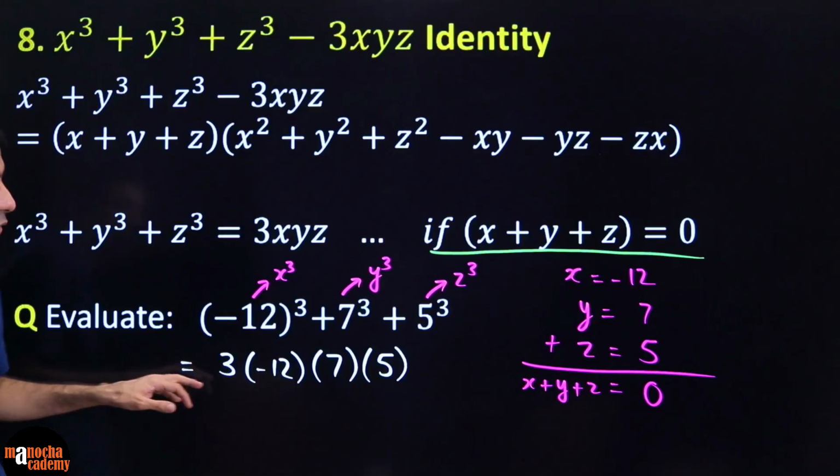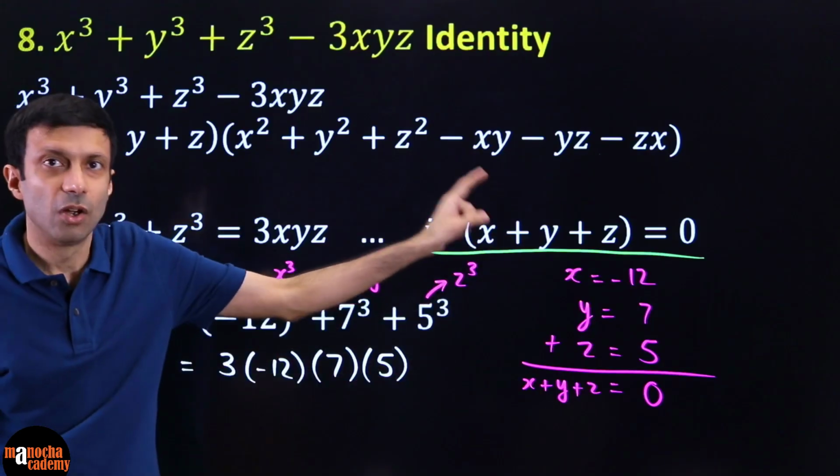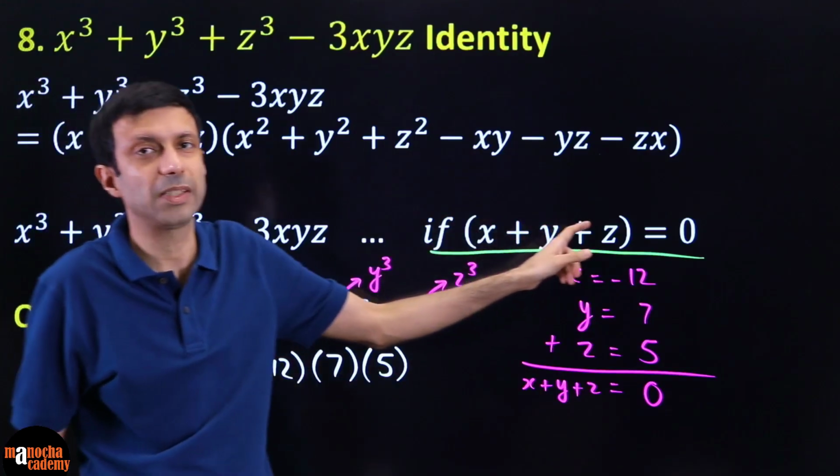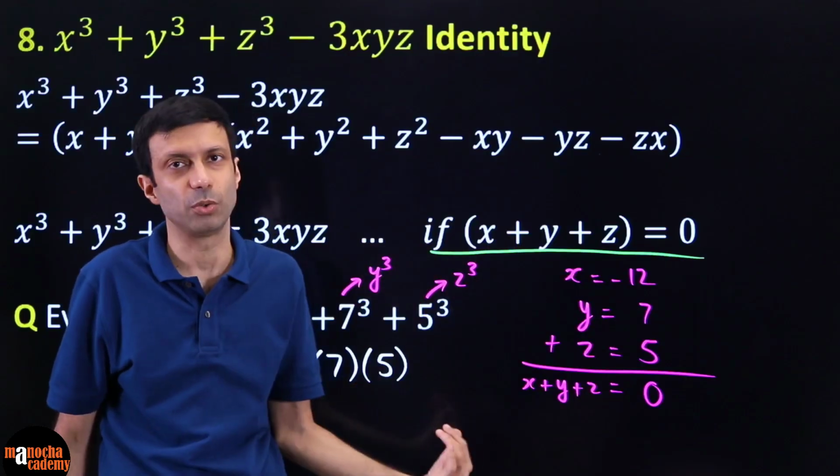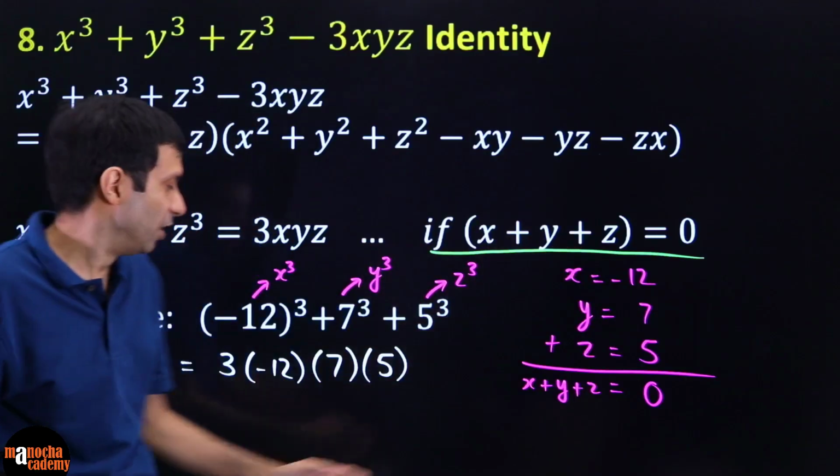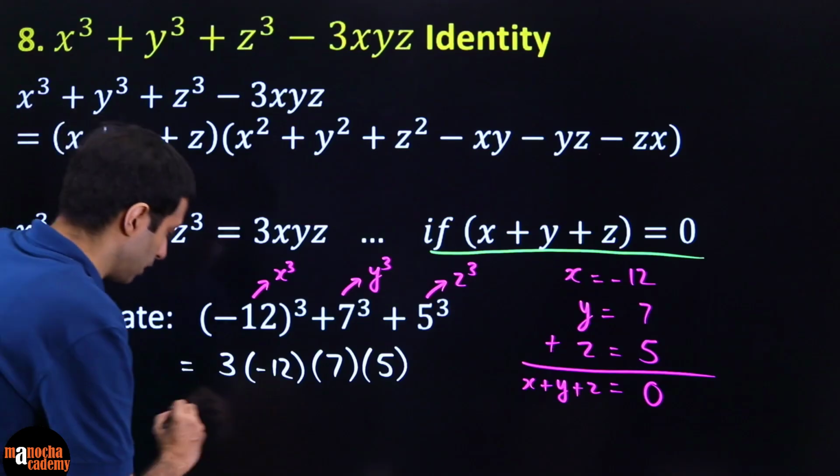It is equal to 3xyz only if this is true. If x plus y plus z is not equal to 0, then you can't use this. It has to be equal to 0. So now just sit and multiply this and you are done.